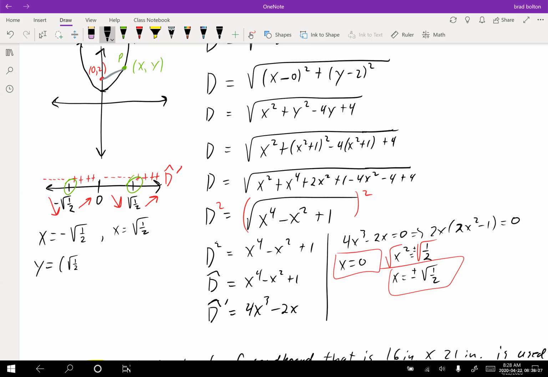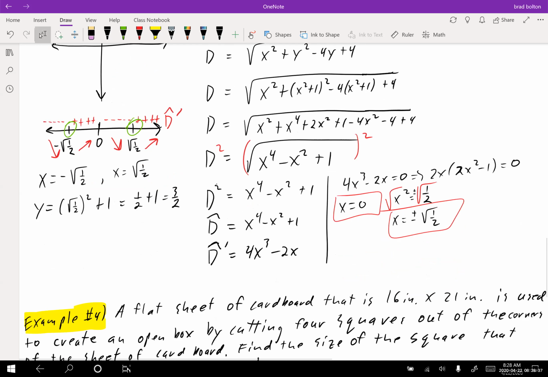Because when you square it, you're going to get positive anyway, plus 1. So that would actually turn out to be 1/2 plus 1, which is actually 3/2. So we now have found our 2 points. We have now found that you could use negative square root 1/2, comma 3/2, and you also have square root 1/2, comma 3/2. These are both the correct points that would minimize the distance.